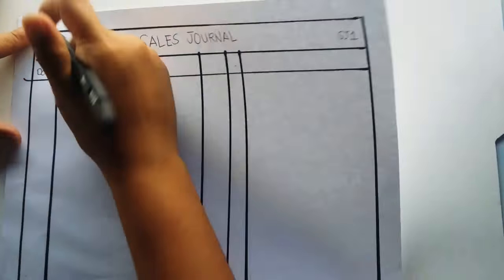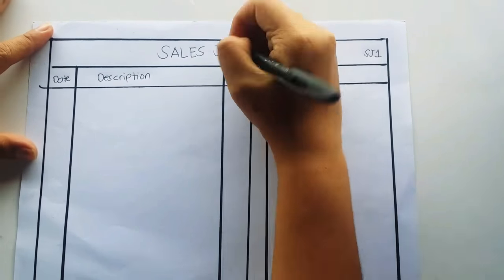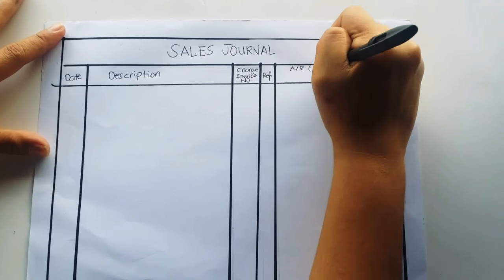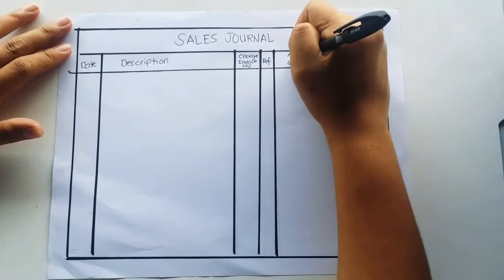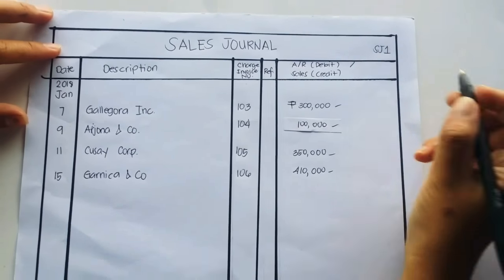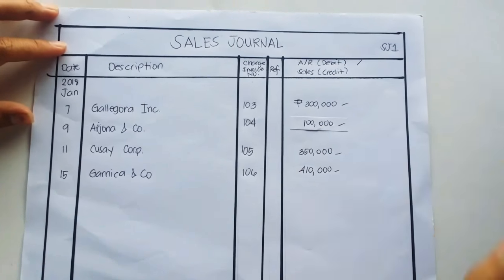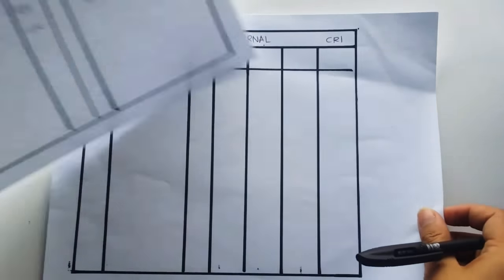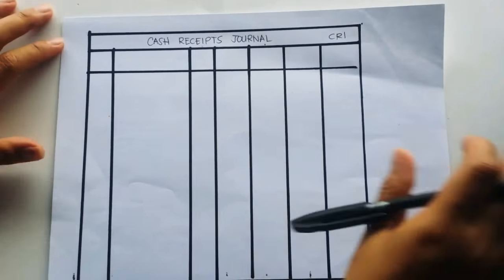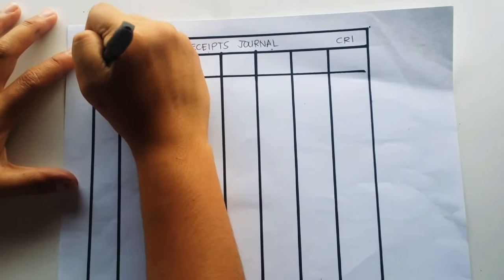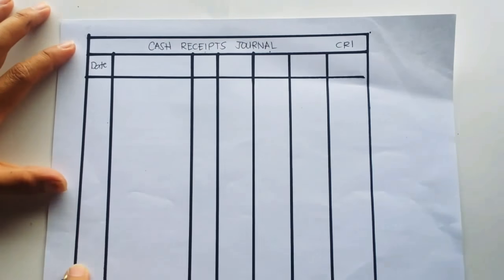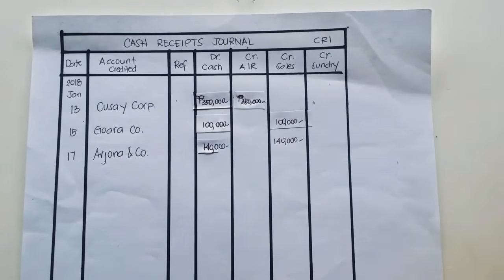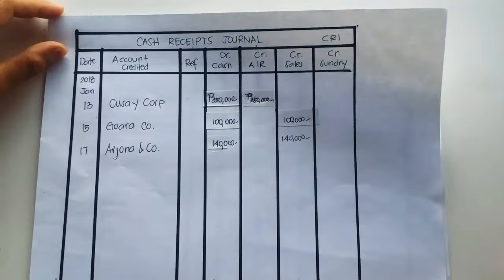This is an example of a sales journal. First, write the date. Second, the description. Third, the charge invoice number, reference, debit, and credit. Under the charge invoice number is the number of the receipt issued to the company. Then the cash receipts journal. First column, write the date. The account credited, reference, debit, cash, credit, accounts receivable, credit sales, and credit sundry.